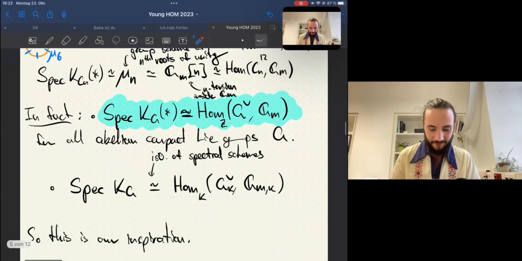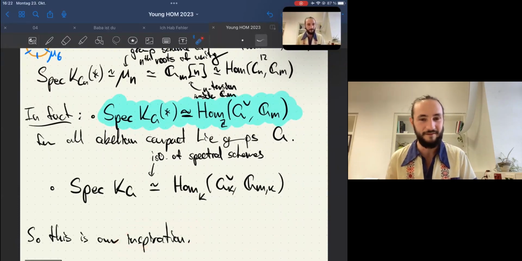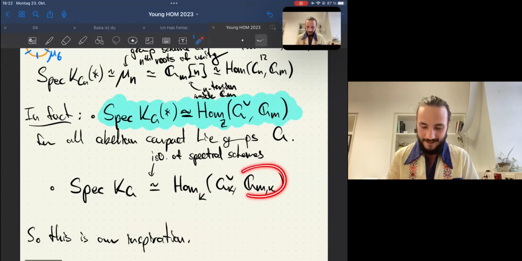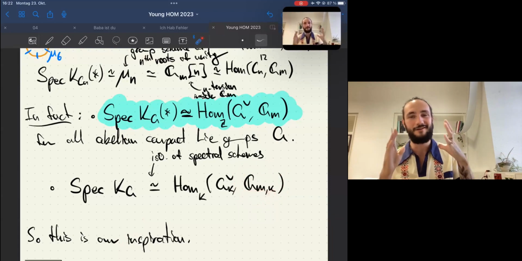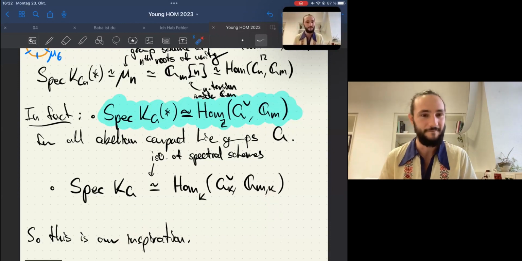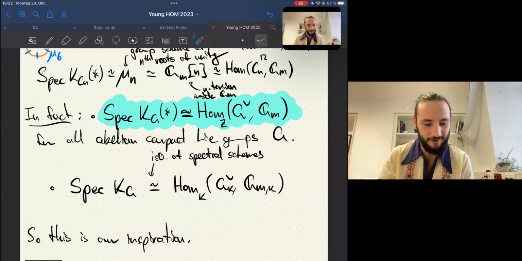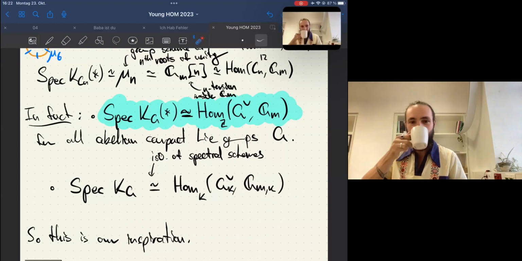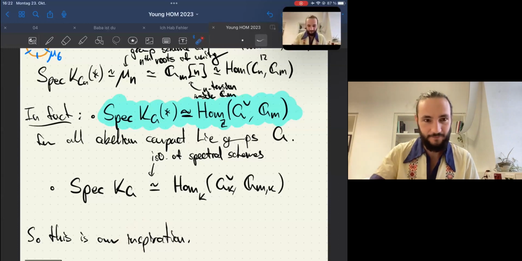And so this is going to be our inspiration going forward. This is sort of what we'll take as our definition. We're going to just replace this multiplicative group scheme over K with some other derived abelian group scheme over some E infinity ring. And then we're just going to run with that. Okay, are there any other questions now? We're going to move on to the next section shortly. Okay, nice.